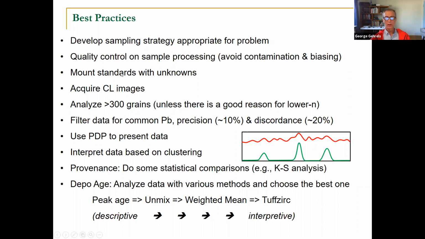We advocate putting standards with unknowns. It's a pain. You go through a lot more standards. It takes a lot of time to do that, but the fractionation correction is more reliable if you do that. Definitely get CL images so you can see what's in the inside of each grain. Larger N is good. Filter your data. Again, you're going to have to make this decision. Do you go 10%, 20%, 30%? Do you accept only the concordant analyses? And those decisions have big implications for the data set that you end up reporting.